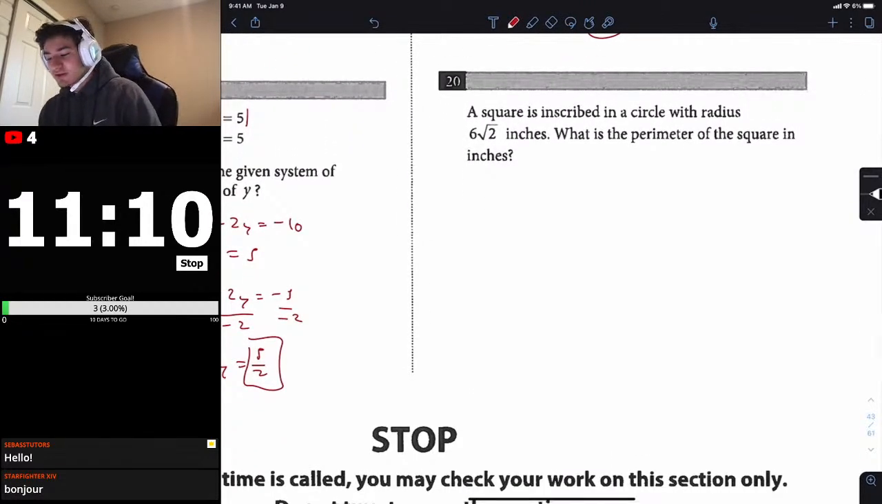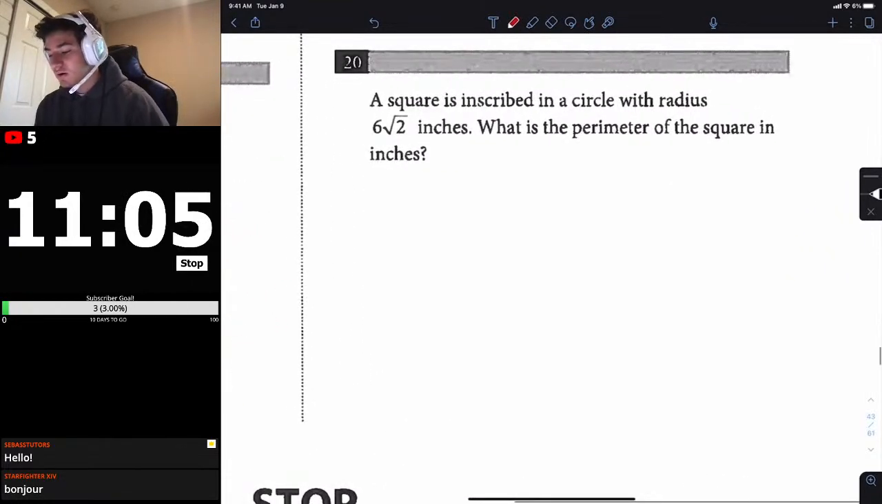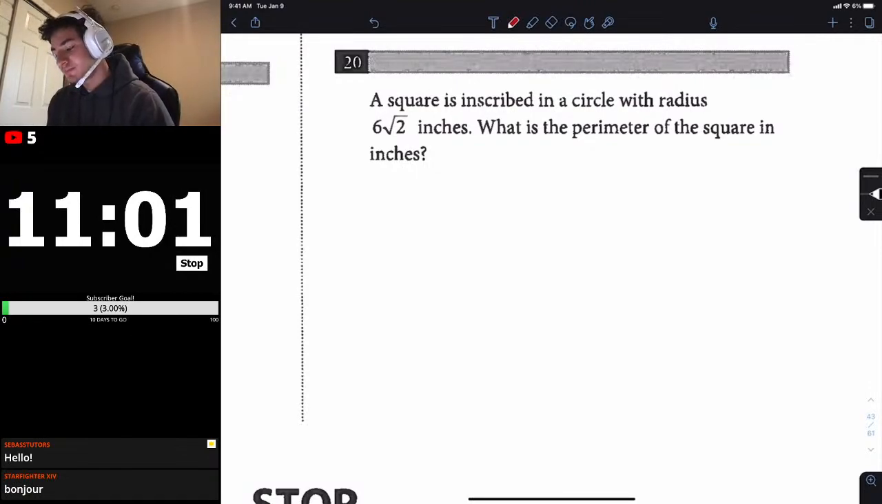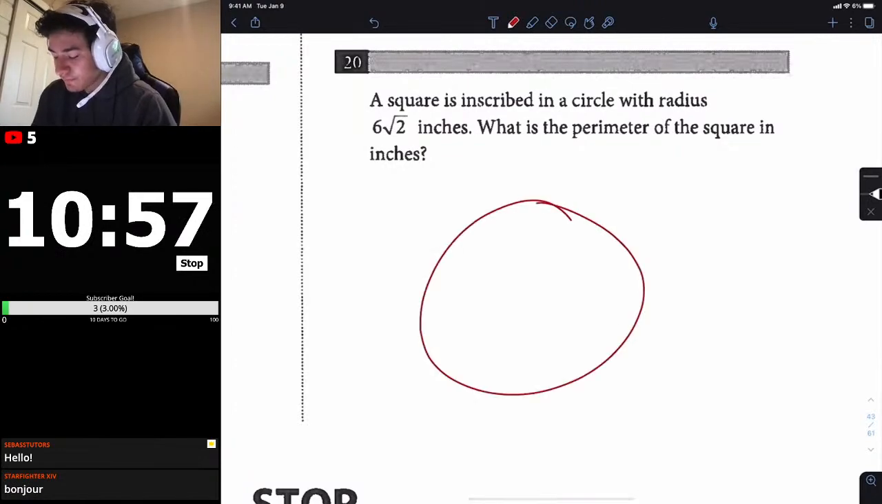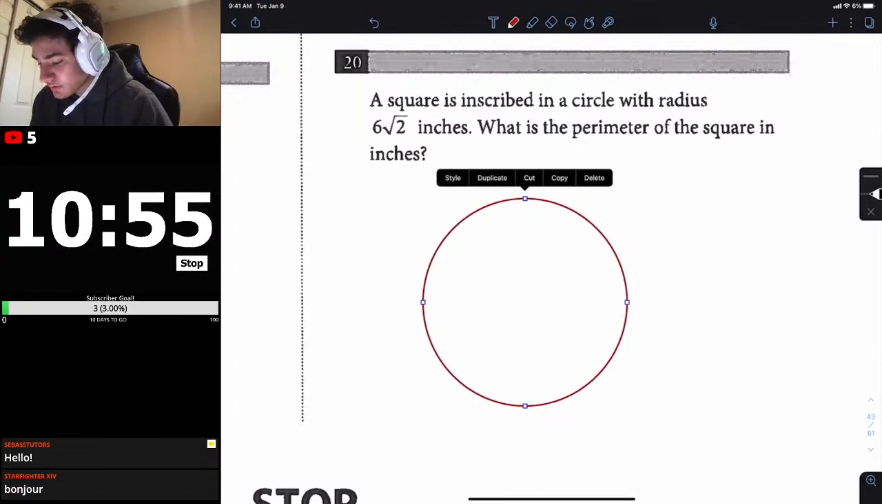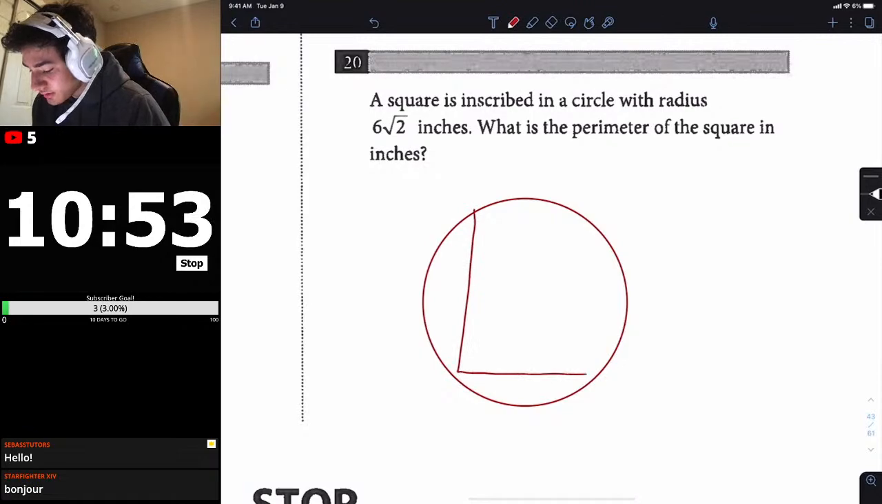All right, a square is inscribed in a circle with radius 6 root 2 inches. What is the perimeter of the square? All right, let's go ahead and draw this out. So a square is inside of a circle. Let's draw the circle first. And then let's go ahead and draw a square inside of the circle.